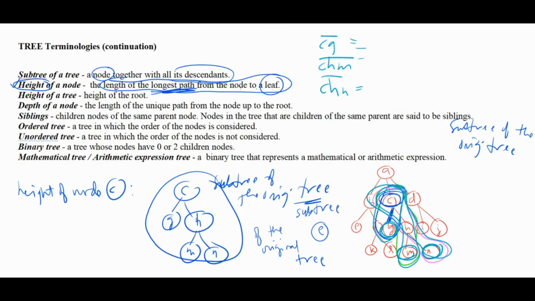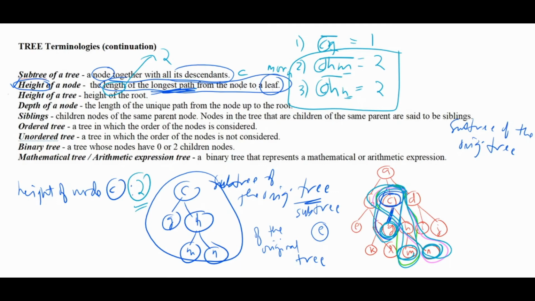Now, among these 3 paths, from node C to a leaf G, M, N, which is the longest? C to G, the length of that is 1. C to M, the length is 2. C to N, the length is 2. So the longest path is either of these 2 paths. So the length of the longest path from node C to a leaf, M or N, is 2. And therefore, the height of node C is 2.